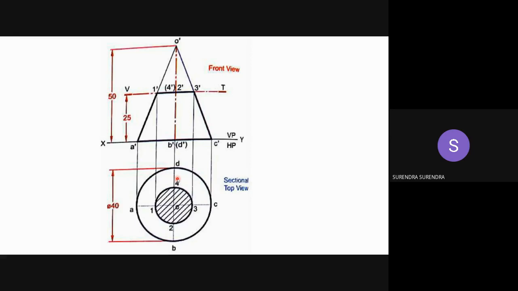So what you do is, with O as center and O1 as radius, draw a complete circle, and mark these two intersection points as 2 and 4. Complete the section.